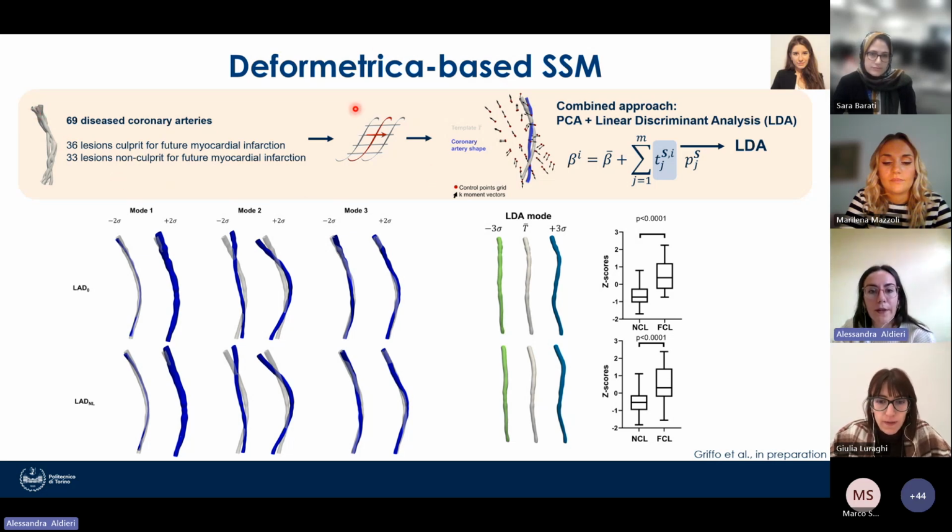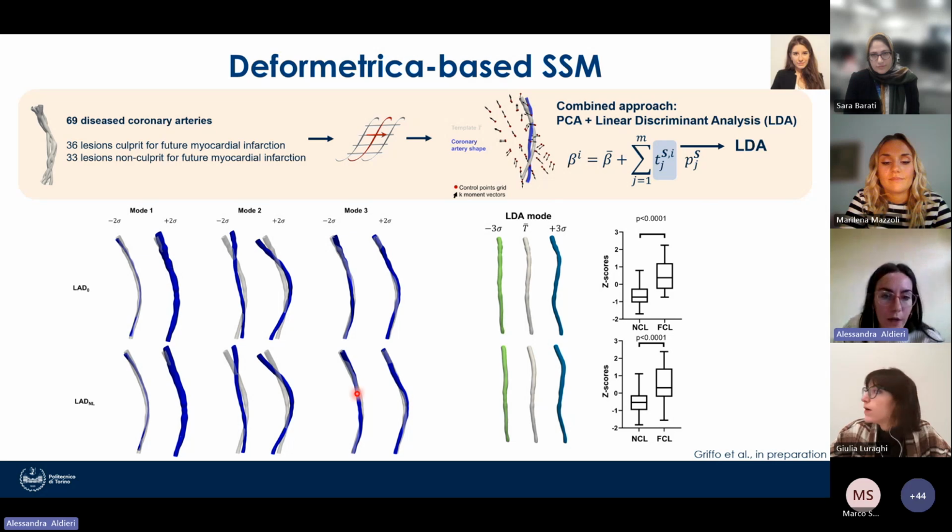We employed Deformetrica again, of course, after our sensitivity analysis, we could achieve our shape matrix, and eventually we carried out a combined approach which involved principal component analysis plus linear discriminant analysis. Here the idea is that we again obtain our statistical shape model, and then we employ the principal components to perform the linear discriminant analysis.